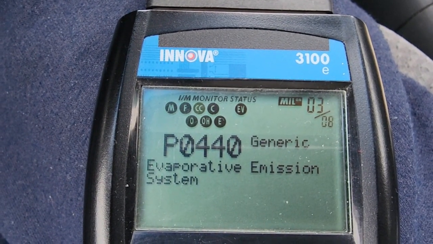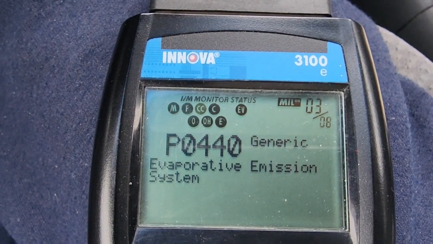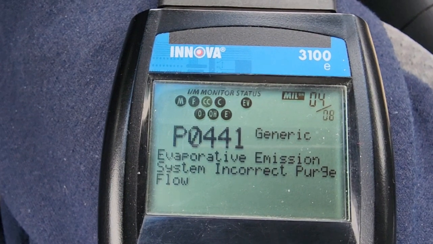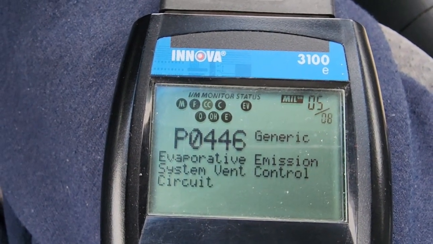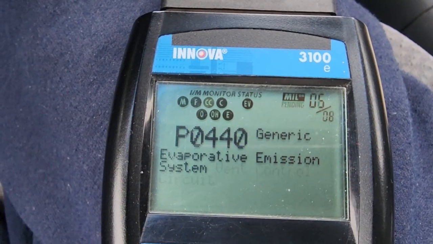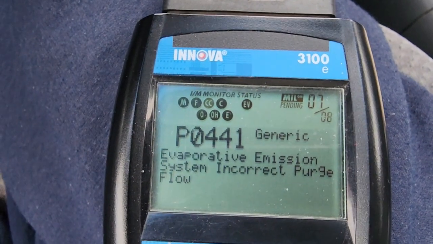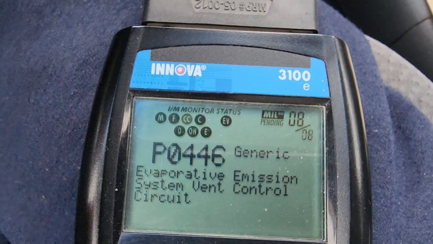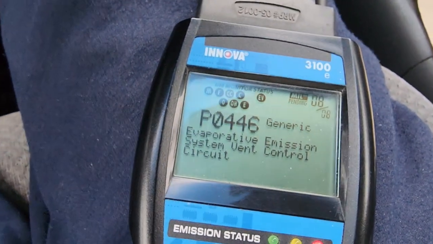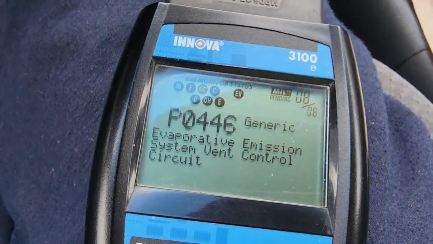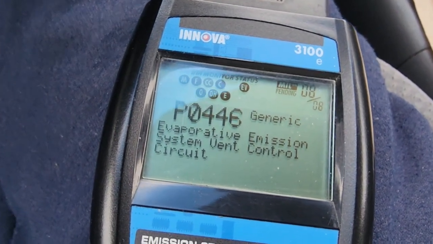P0440, this is evaporative emission. P0441, P0446. P0440 again, the same, P0441, P0446. Okay, these three codes, 440, 441, 446, and the rest of them are just repeated.